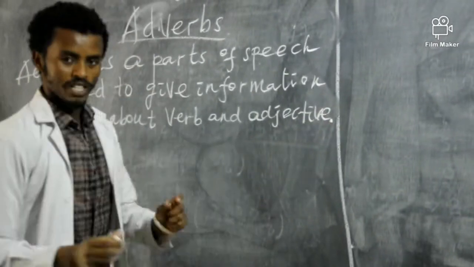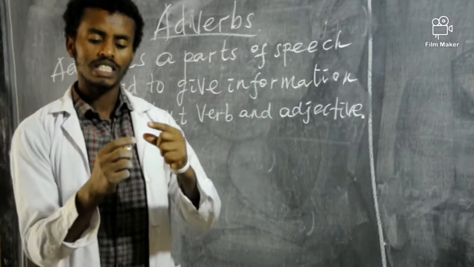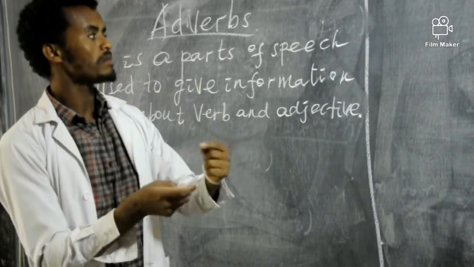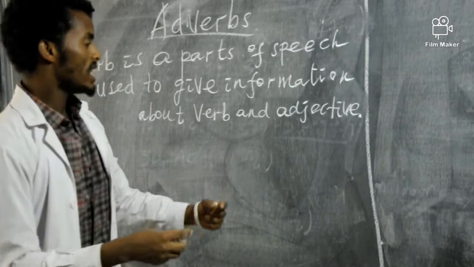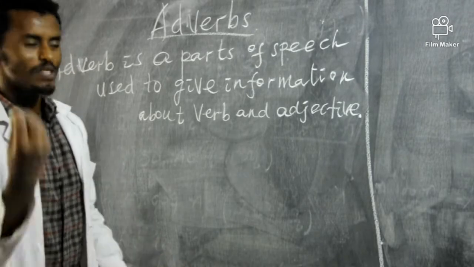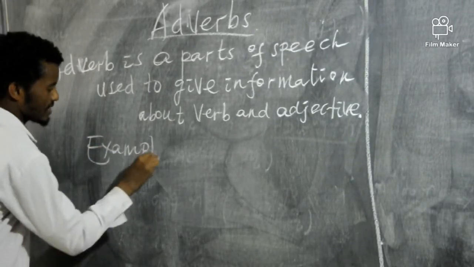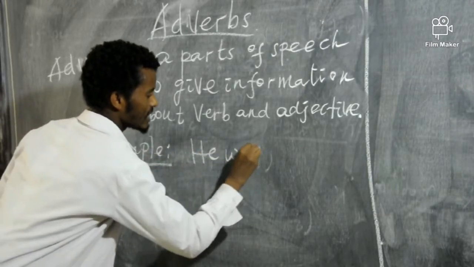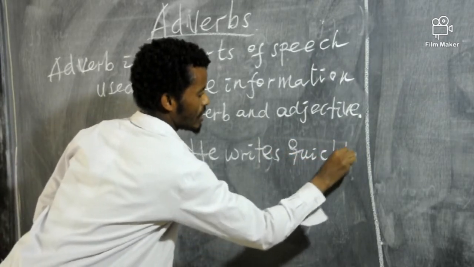Okay? This means when we take a verb, an adverb describes the given verb in the sentence. It describes the given adjective in the sentence. Now, for example, she eats quickly or he writes quickly. Let's read an example. The example is: he writes quickly. How does he write? Do you know?